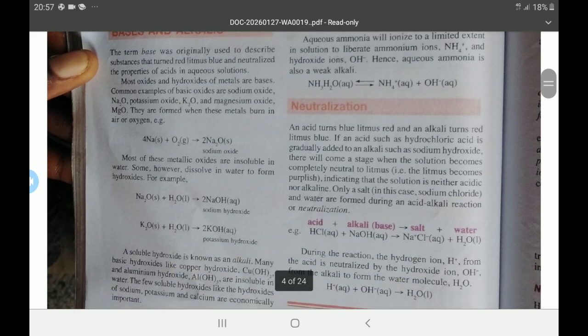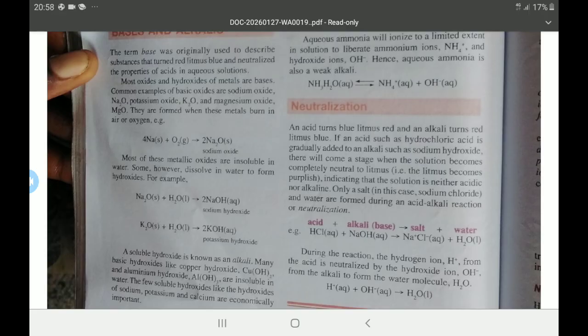An acid turns blue litmus red, and alkali reverses, turns red litmus blue. If an acid such as hydrochloric acid is gradually added to an alkali such as sodium hydroxide, for example, there will come a stage when the solution becomes completely neutral to litmus. That is, the litmus becomes purplish, indicating that the solution is neither acidic nor alkaline.